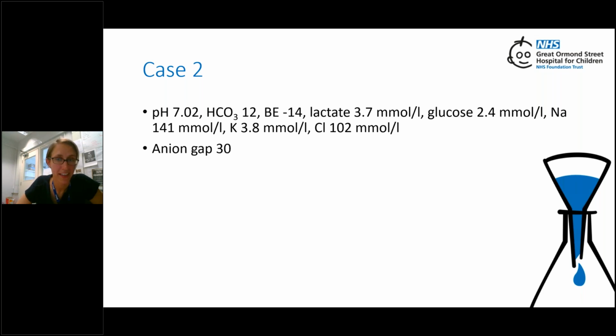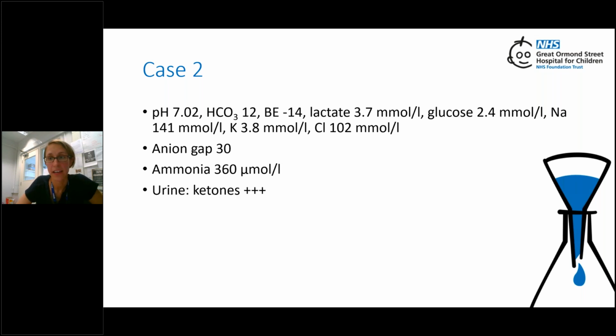And if you remember the anion gap, you can calculate it from a blood gas. I'll come back to how you calculate that later. And the anion gap was 30. As a rough cutoff, anything that's above 20 is abnormal. And his ammonia was 360. So that's also significantly raised.